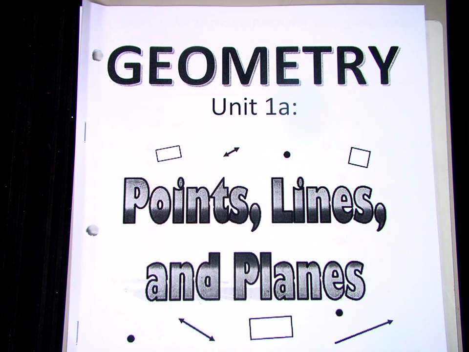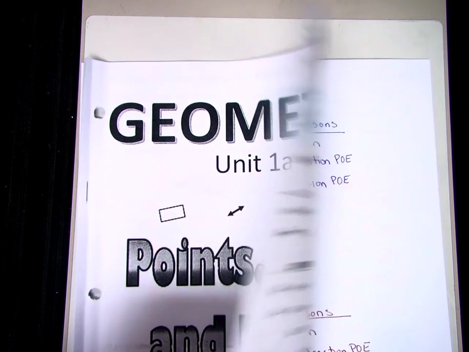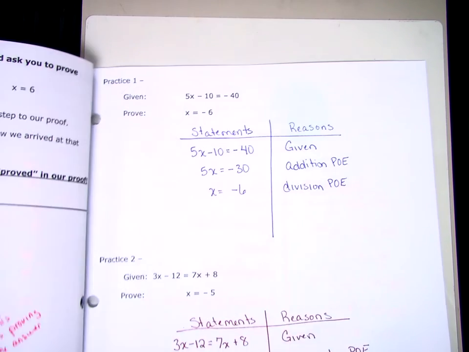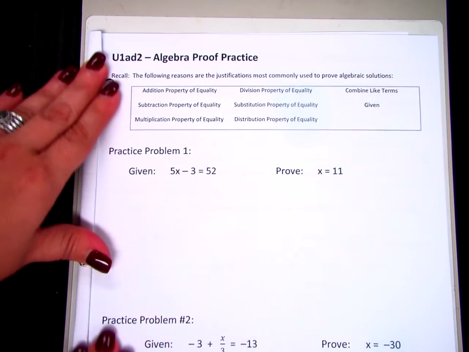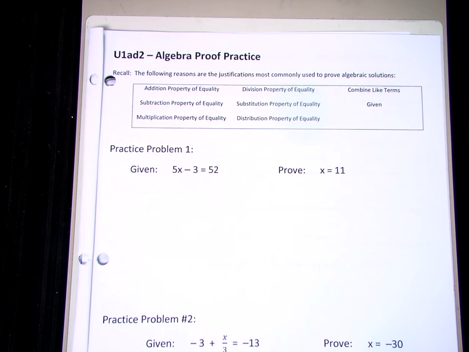Alright, so today we're doing day 2 in our Unit 1A, Points, Lines, and Planes. Day 2 is where we're going to start. Unit 1A, day 2, Algebra Proof Practice. So it's basically going to be like what we did yesterday.